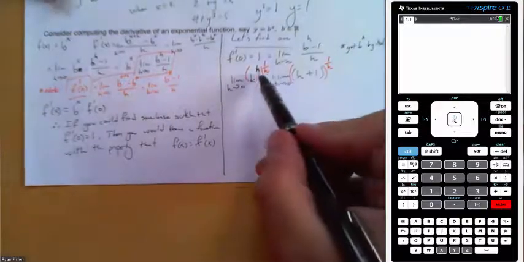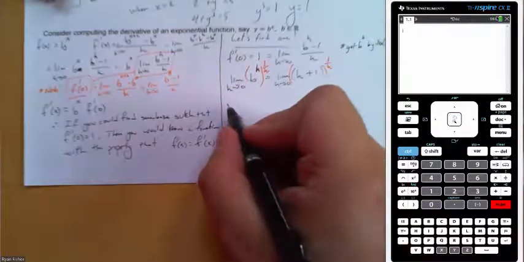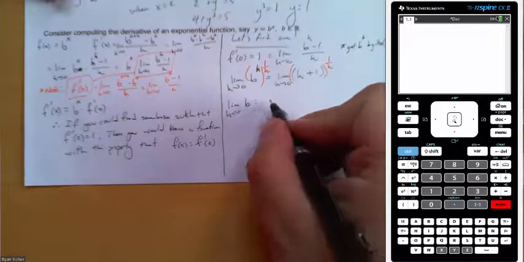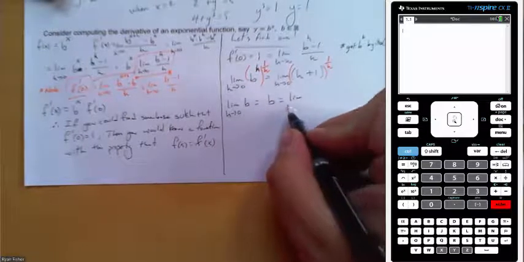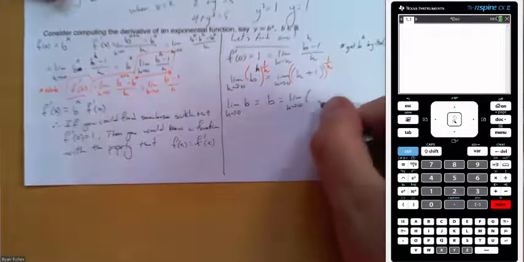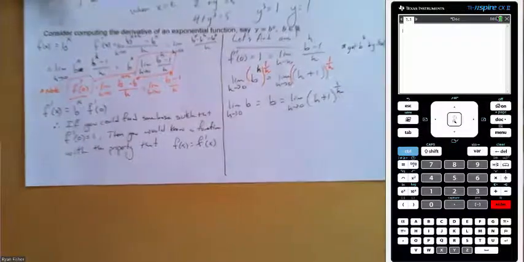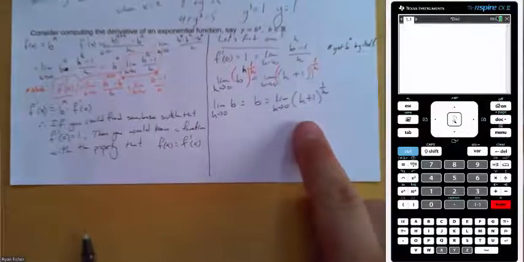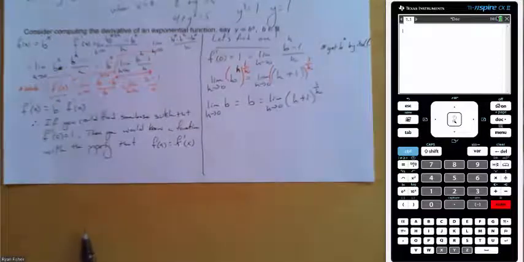So I'll multiply these two exponents again. This would be just the 1 power. So now I'm looking at the limit as h tends to 0 of just b, which is, by the way, just the base. And this would be the limit as h tends to 0 of h plus 1 to the 1 over h power. This limit is a little awkward. It's not exactly clear what this should evaluate to be.